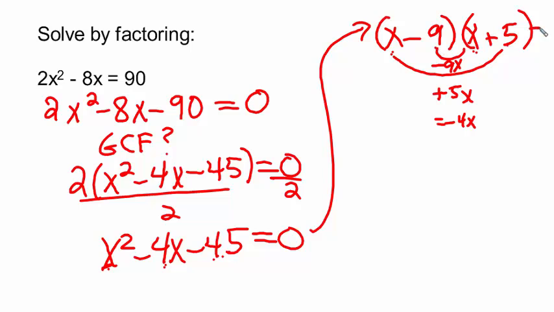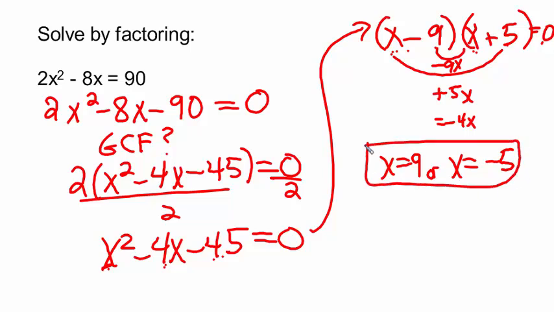So now that I've got this equal to 0, I can set each individual factor equal to 0. So if the x minus 9 equals 0, that means x would have to be positive 9. And if the x plus 5 equals 0, that means that x would have to be negative 5. Those would be your 2 solutions.